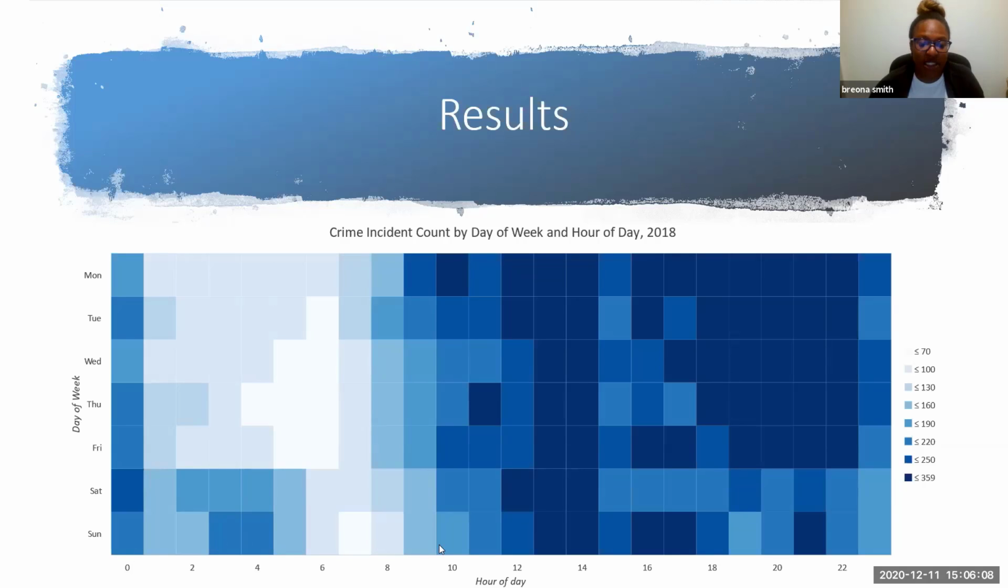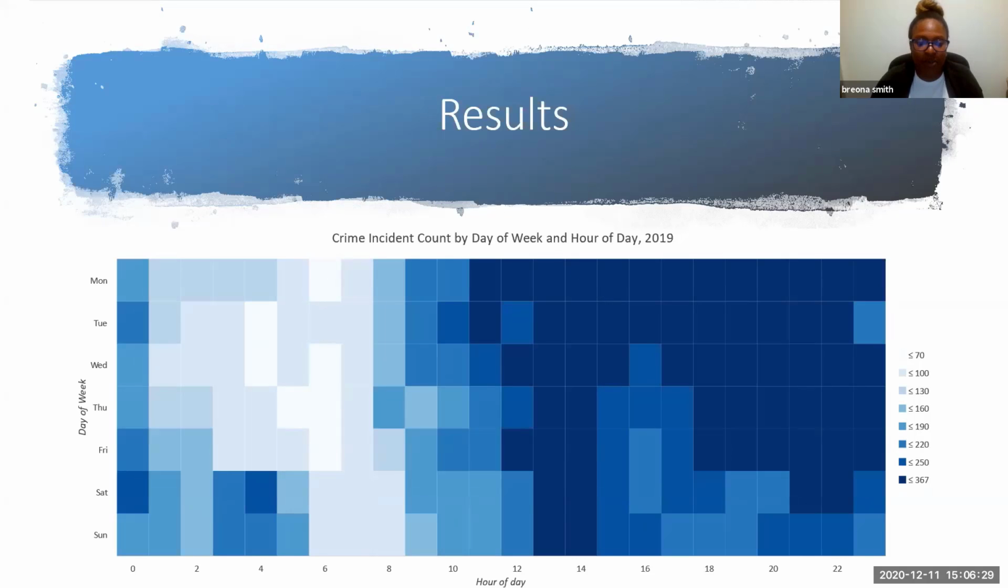This 12 a.m. to 9 a.m. window actually correlates to when most citizens are sleeping within the city of DC. And the 10 a.m. to 10 p.m. window correlates to when most people are out and about in the city.